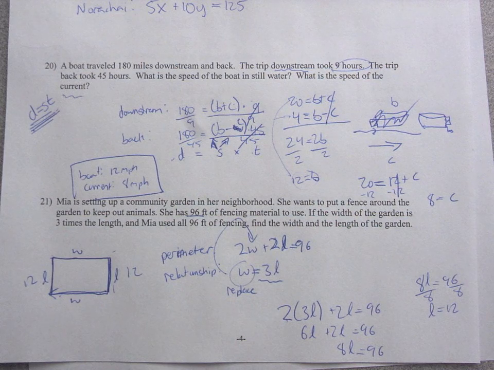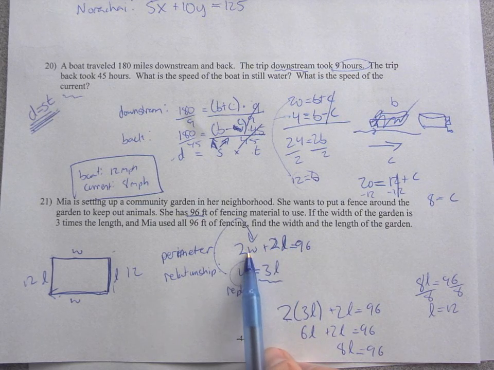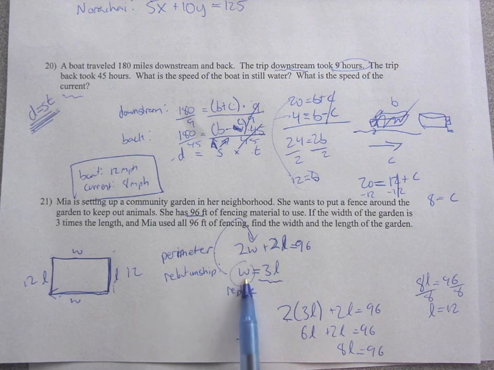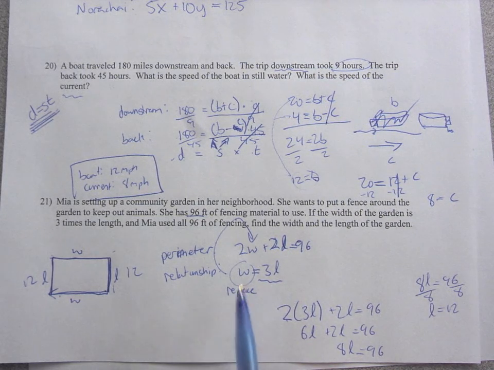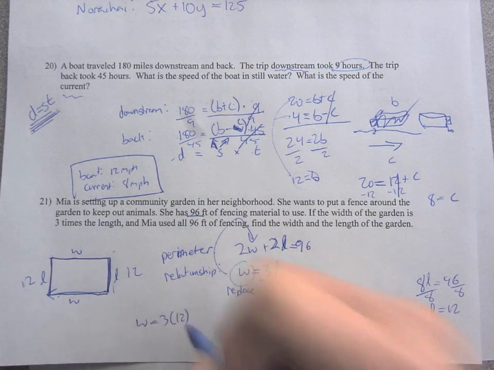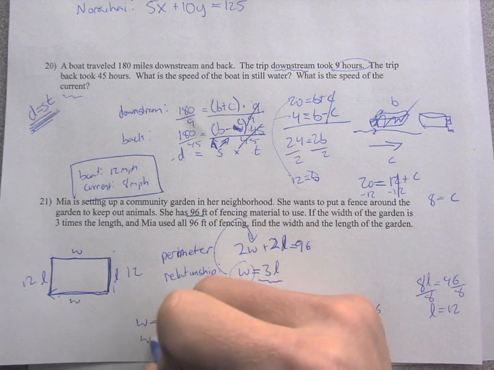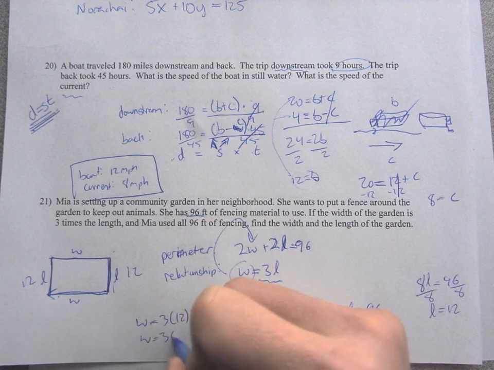Well, we want the length and the width, right? I could take this L and plug it in here and find W from that. But this equation already has W by itself, so this is actually the one I want to use. Either one will work, but this is going to be easier. So the width is equal to 3 times the length. But now I know the length is 12, so the width is equal to 3 times 12, which is 36.